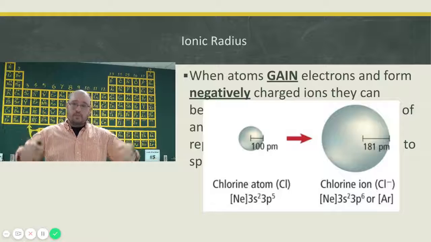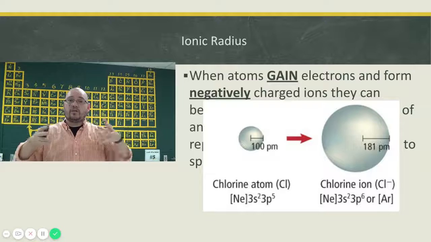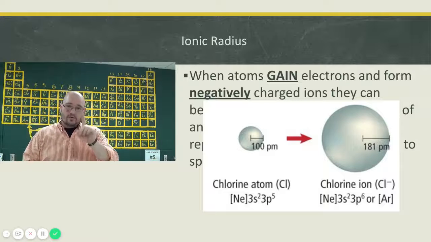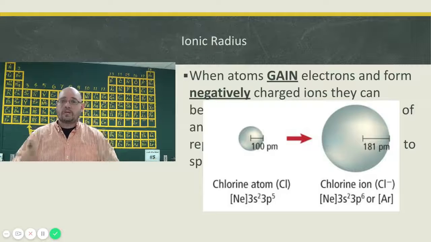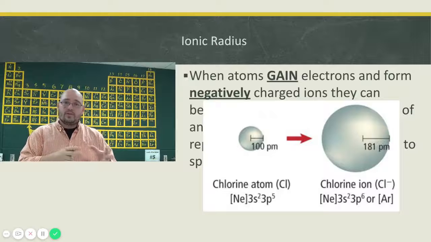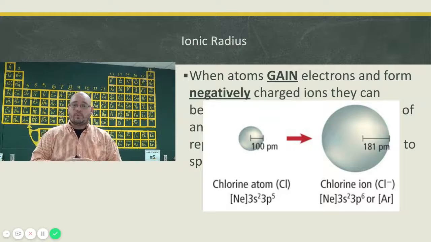So it gets bigger because now there's more repulsion of those electrons. Okay. The trend is important, but it's also important that you understand why. That's why I'm explaining it multiple times to make sure you understand. You have to understand why the trend is what it is. Why does the radius get smaller when it becomes positive?